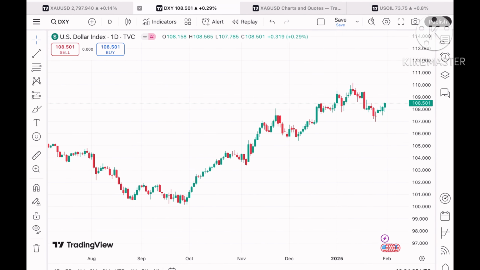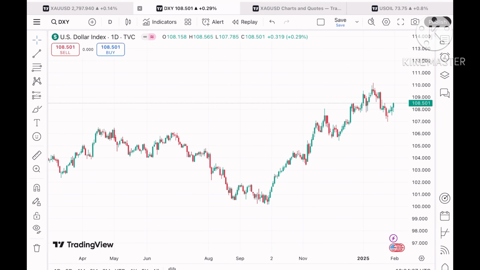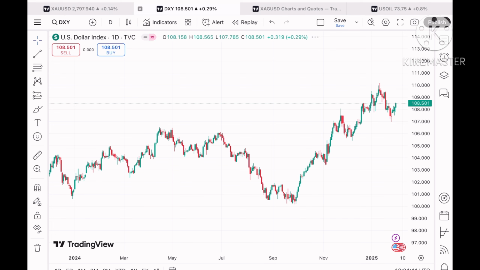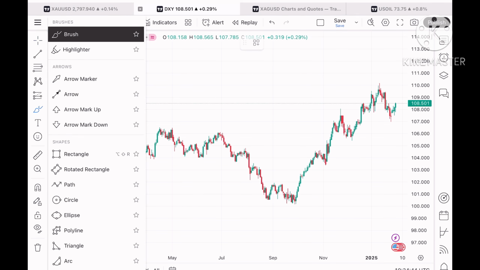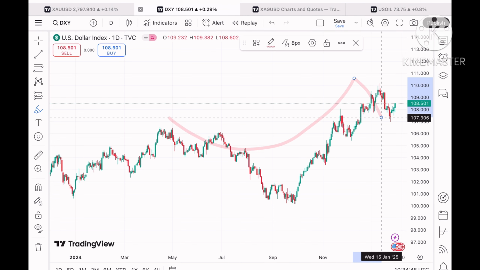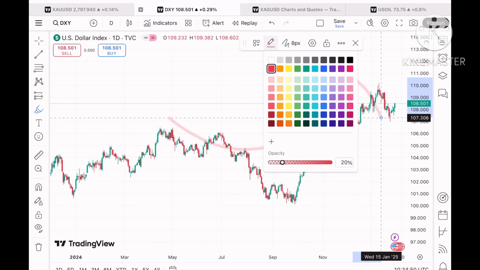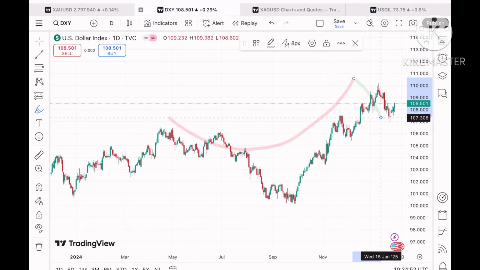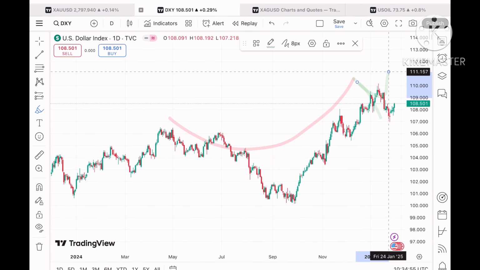Now if we look at the dollar index, we can see that the dollar index is now trading at a level of 108.501. Chances are high that we can see a further upside movement. If the price started going above this particular level, there is a chance that we can see a further upside movement in the dollar index.